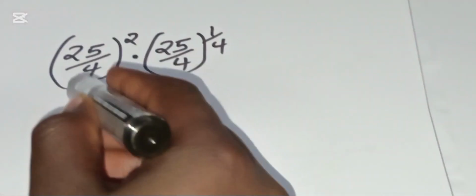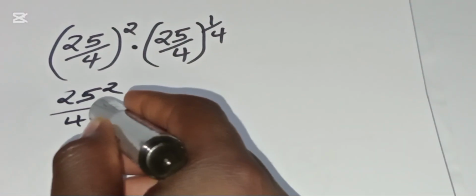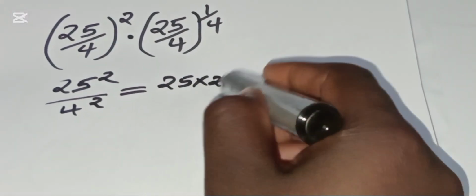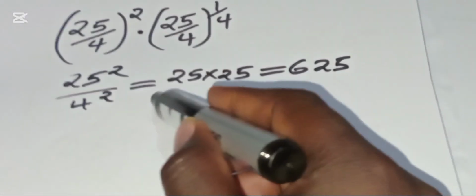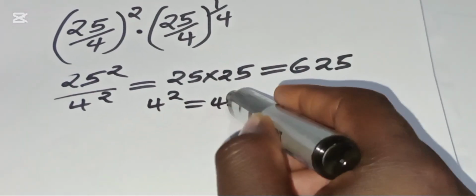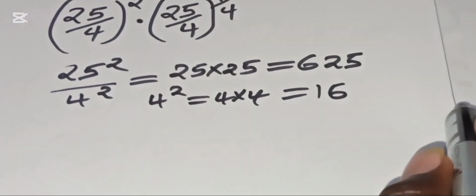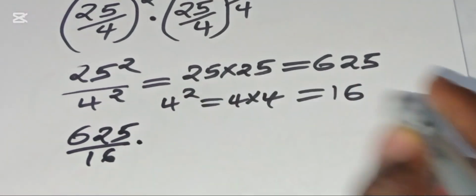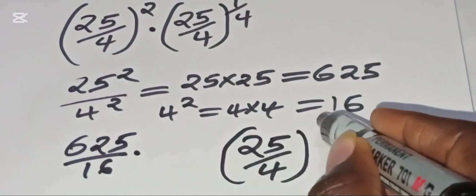Now 25 divided by 4 raised to power 2 is the same thing as 25 squared divided by 4 squared. 25 squared is the same thing as 25 times 25, which is equal to 625. Okay, and 4 squared is the same thing as 4 times 4, which is equal to 16. So that means the first part is 625 divided by 16 multiplied by, now the second part, 25 over 4 raised to power 1 over 4.